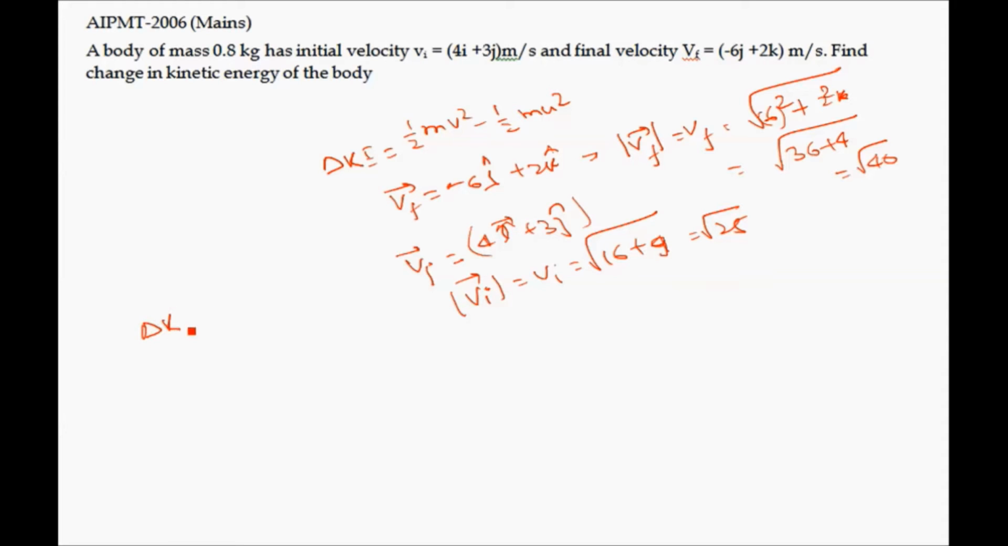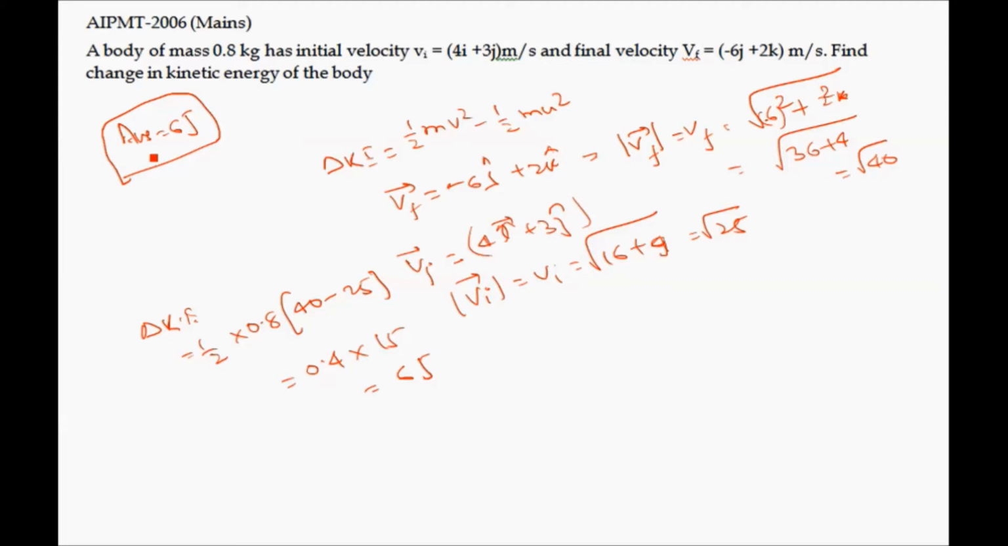The change in kinetic energy is equal to 1 by 2, mass is 0.8, and 40 minus 25. So 0.4 into 15, and the value comes equal to 6 joule. So answer is equal to 6 joule. So it's a pretty simple problem that you just calculate your initial velocity, final velocity, and directly apply the formula that change in kinetic energy is equal to half mv square minus half mu square.